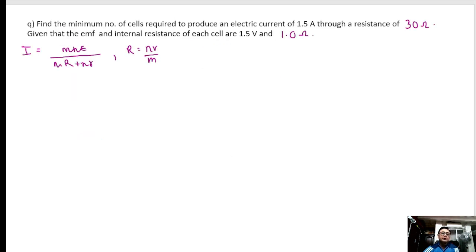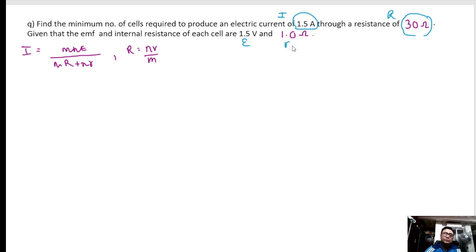So friends, let's see next sum. What is given? Find the minimum number of cells required to produce an electric current of 1 ampere. That means I want a total current of 1 ampere through a resistance of 30 ohms. Given that EMF and internal resistance are 1.5, this is E and this is r.